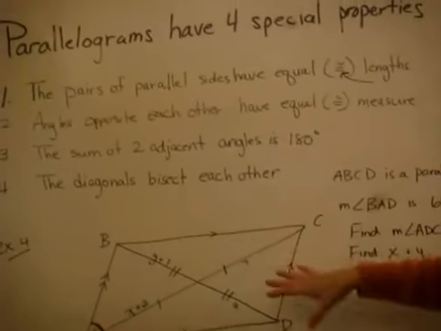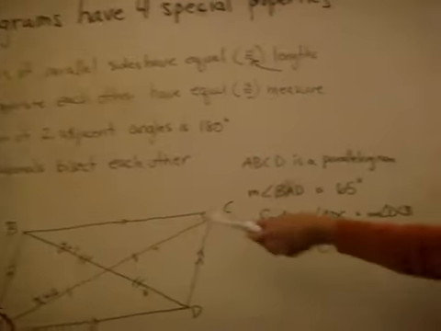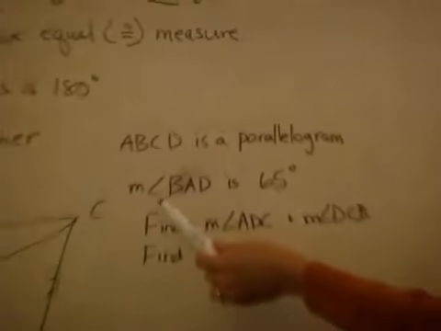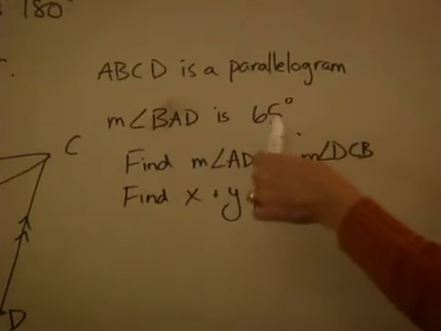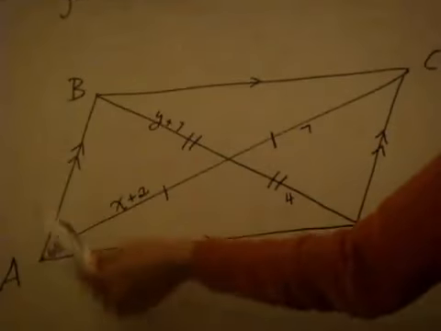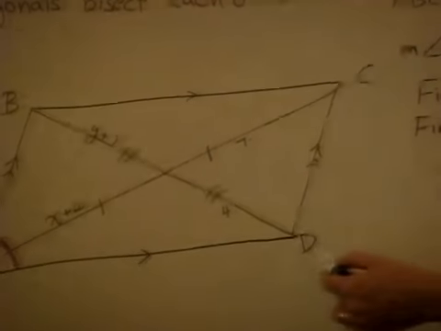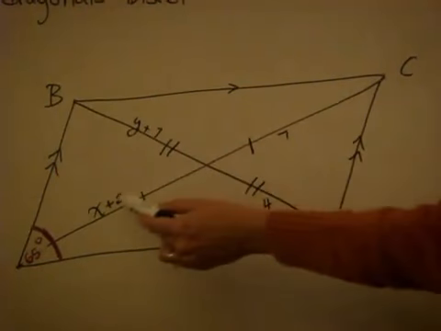So with these 4 things in mind, let's try 2 problems. The first one is example 4. ABCD is a parallelogram. They tell us that the measure of angle BAD is 65. So I wrote that in here. There's BAD at 65. What they want us to do is find ACD, and DCB, and then find X and Y.